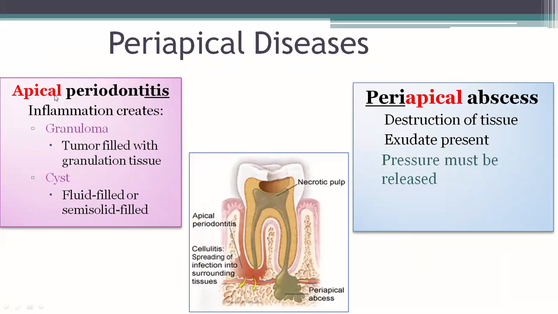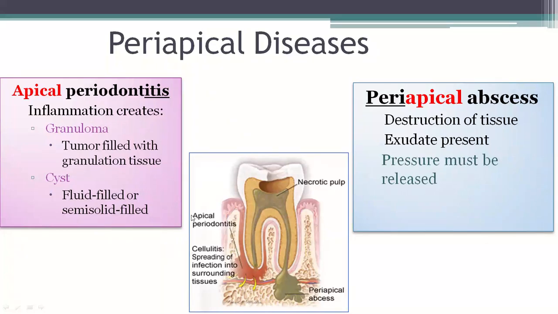The first condition that can appear is the apical periodontitis. Apical because it's around the apex, and itis means inflammation. This inflammation can create two different conditions. First is the granuloma, which is a tumor filled with granulation tissue, or we can have cysts. Cysts are fluid-filled or semi-solid filled.